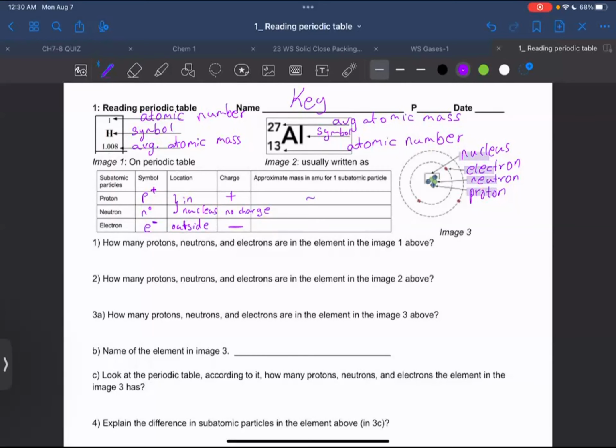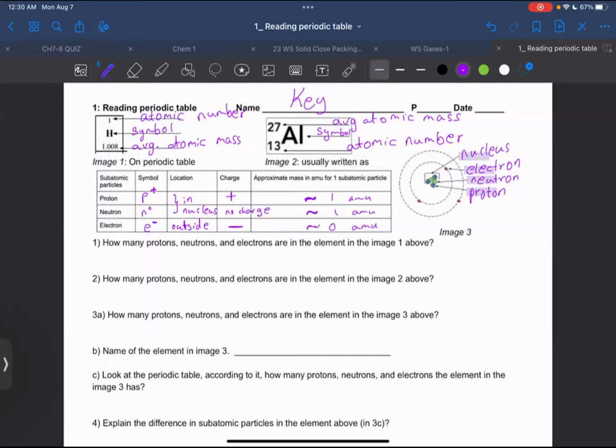The proton is approximately 1 AMU. The neutron is also approximately 1 AMU. They both have about that mass. The electron is approximately 0 AMU. By the way, these squiggly lines mean approximately, right? Not equal to or the negative sign. This is the approximate sign.